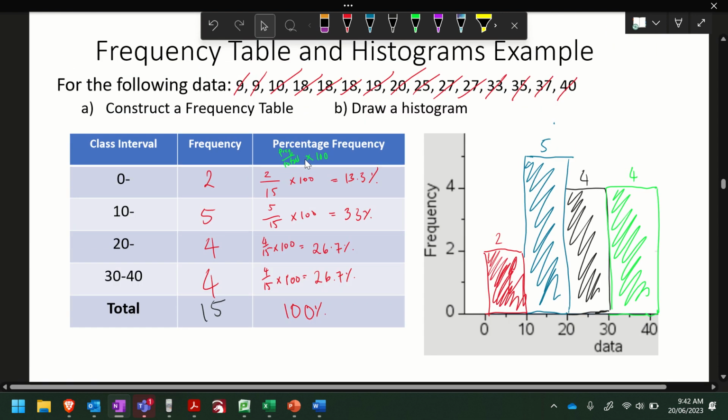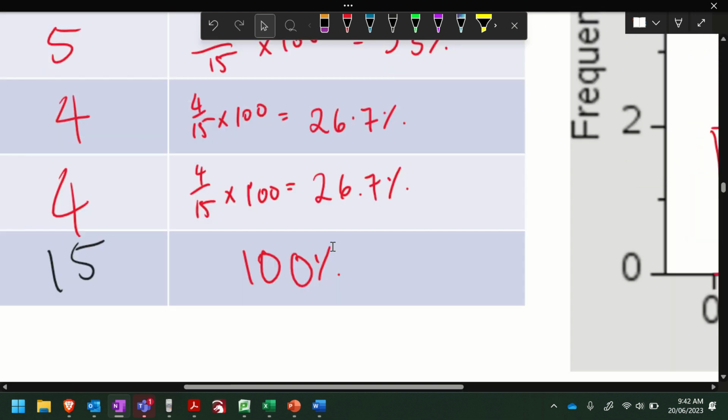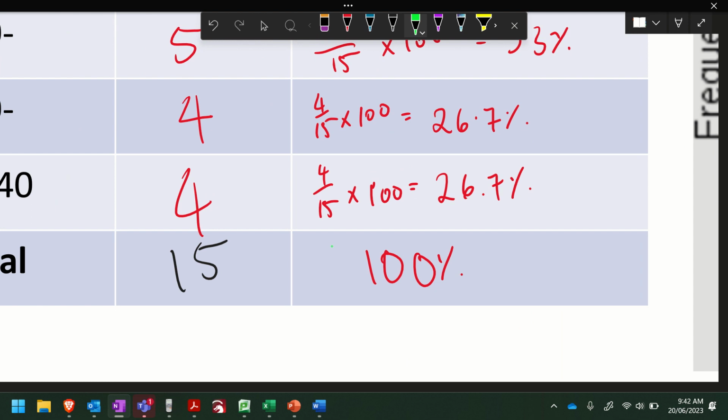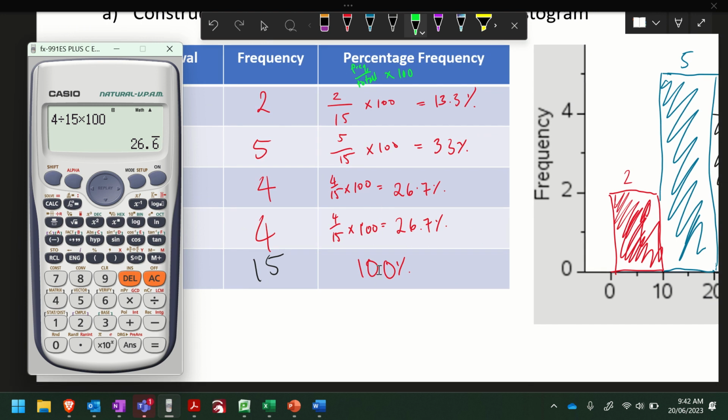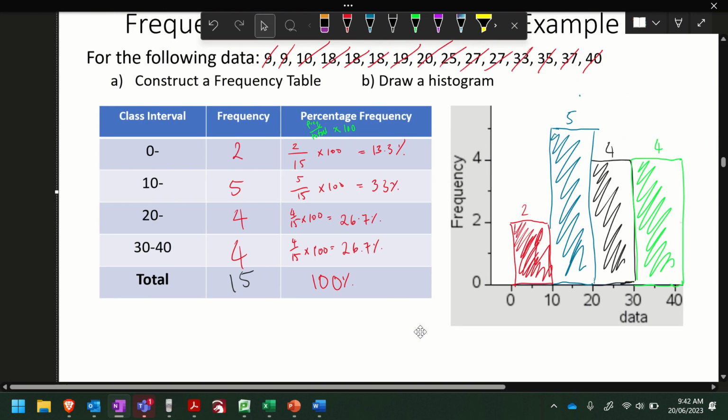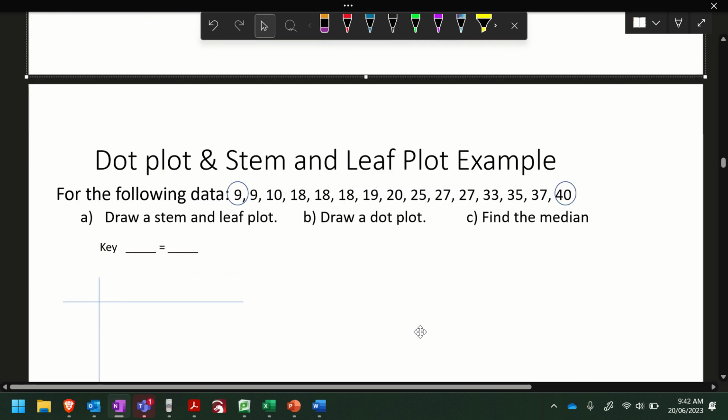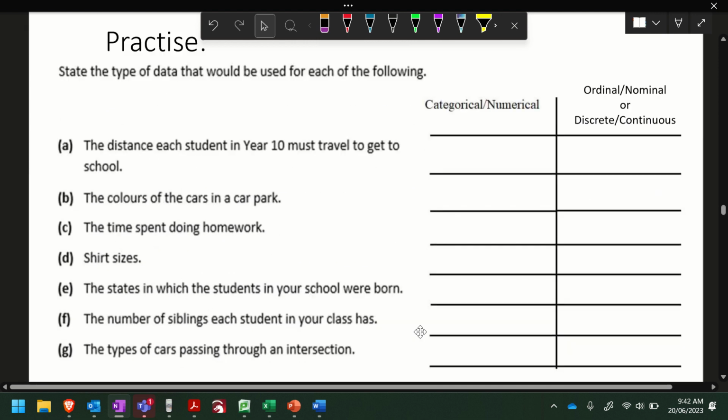You can, yes, but just be mindful that if you do, when you add them all up in the total here, it might be like 100.01, and that's okay as long as in here you write 100%. That's what matters. So the rounding's not too big of an issue. This is what happened.